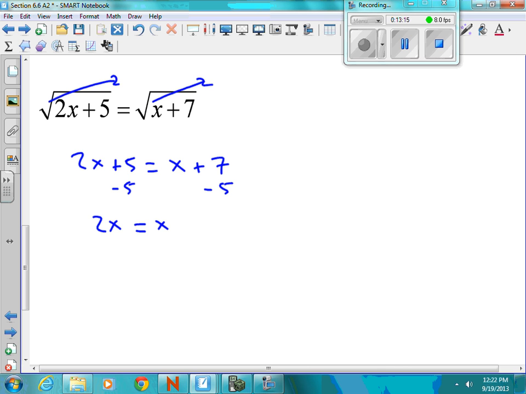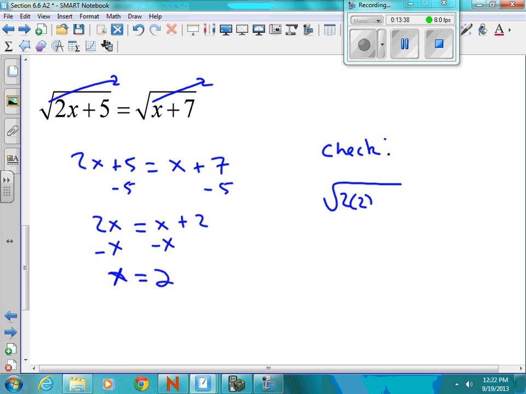I chose to move the 5 to the right, so that means I'm going to move my x to the left. I do that because I always like to have my x terms on the left-hand side. And I get x equals 2. Let's check and see if it's extraneous or not. Maybe there's no solution. That can happen if none of your answers work, and it's a no solution problem.